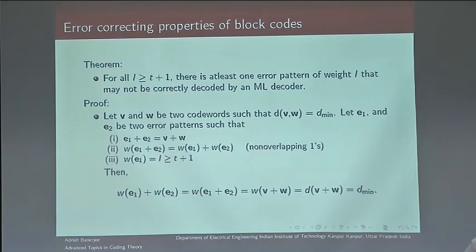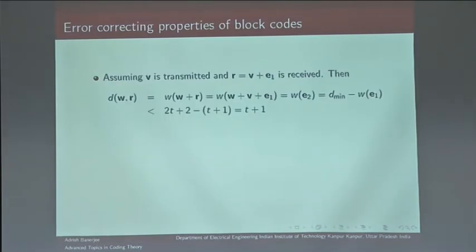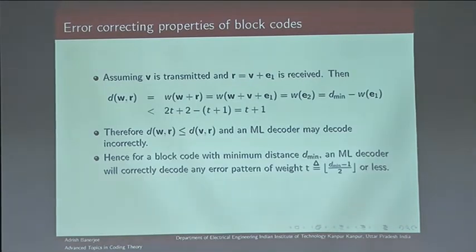In other words, the guaranteed random error correcting capability of the code is t, when the minimum distance lies between 2t plus 1 and 2t plus 2. Clear? Any questions? Okay. So, hence a block code with minimum distance d min can decode any error pattern of weight up to t, where t is given by the floor of (d min minus 1) by 2. And t is called the random error correcting capability of the code.